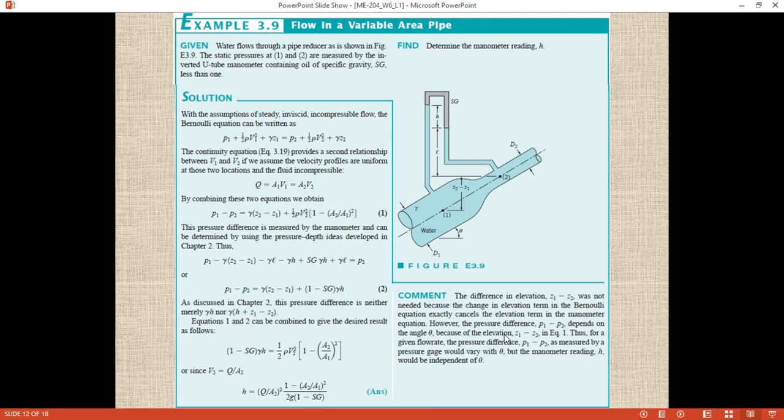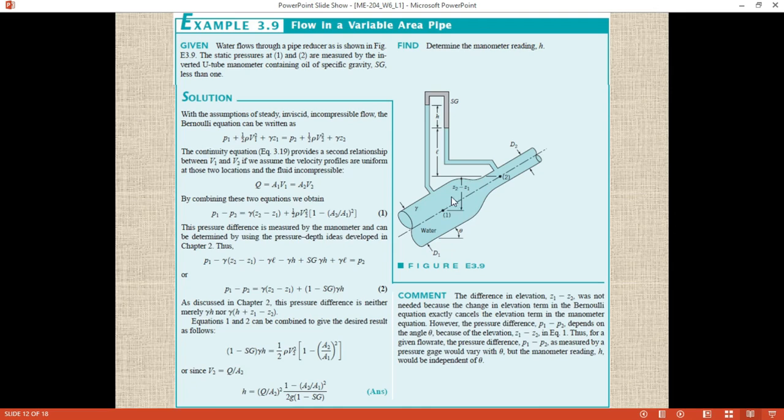Second, however, the pressure difference P1 minus P2 depends on the angle theta, because of the elevation Z1 and Z2 in equation 1. Thus for the given flow rate, the pressure difference P1 and P2 as measured by the pressure gauge would vary with theta. So this is another point. If you want to find P1 and P2, they are dependent on Z1 and Z2.